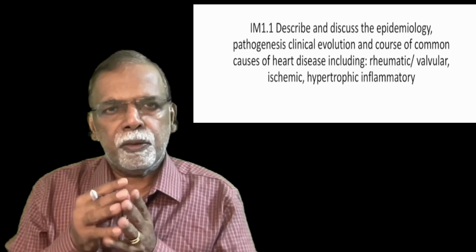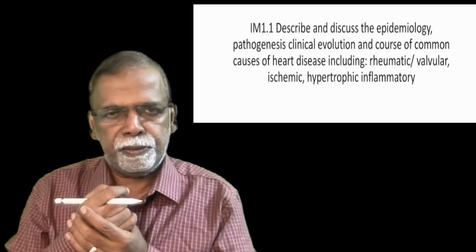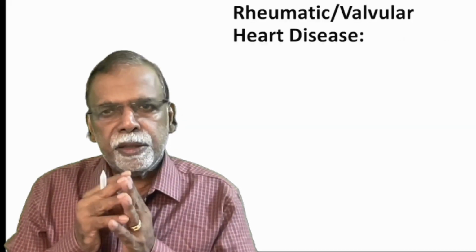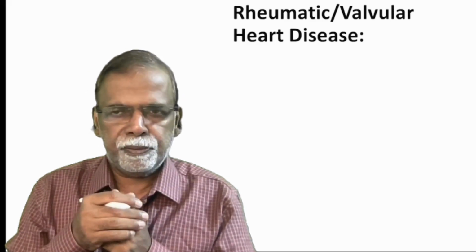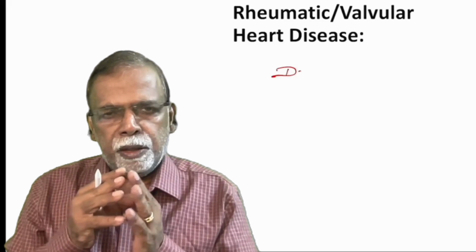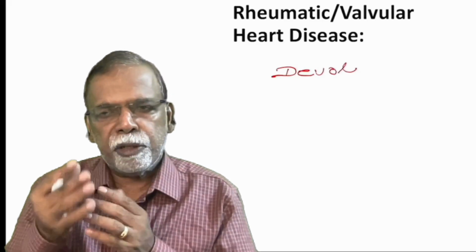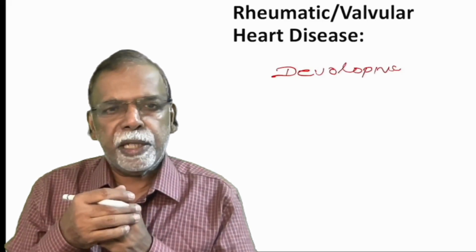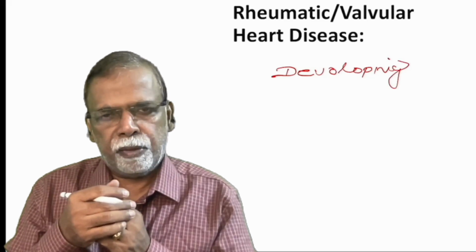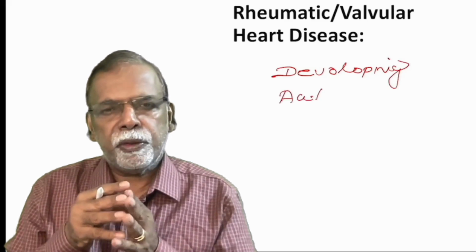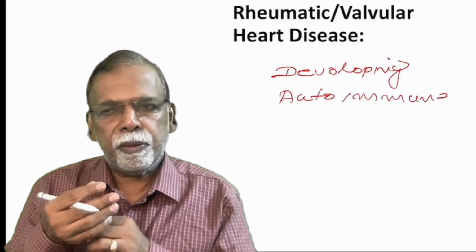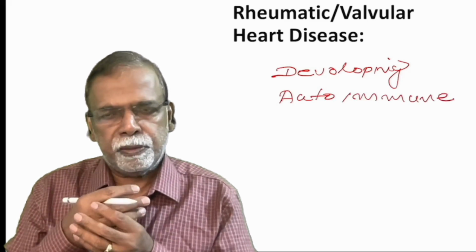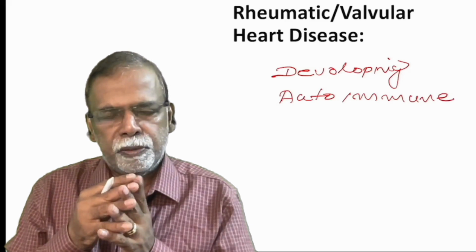This is usually called rheumatic valvular heart disease. Rheumatic heart disease predominantly affects people in the developing countries. This is due to an abnormal immune response to group A beta hemolytic streptococcal. Beta hemolytic streptococcal produces sore throat. Repeated episodes of acute rheumatic fever can occur following sore throat.